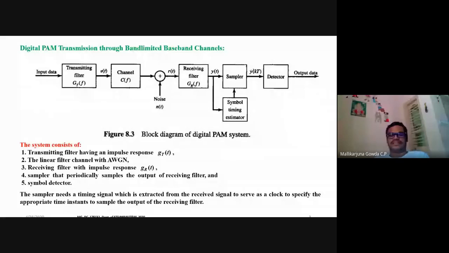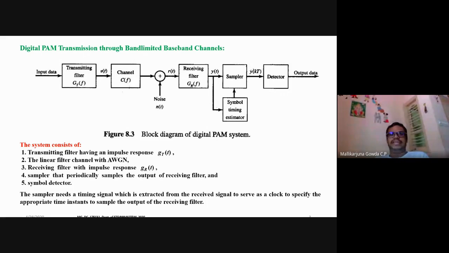Means if I take a square pulse of duration 0 to T, and I sample that signal at t equal to T, then I will be able to get the maximum SNR, that is the output of the matched filter. So that will be decided by this. Okay, so this is in brief about the block diagram of the digital pulse amplitude modulation system.